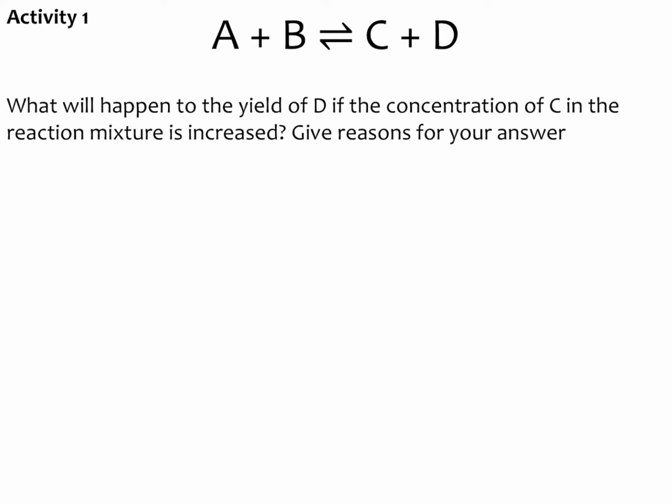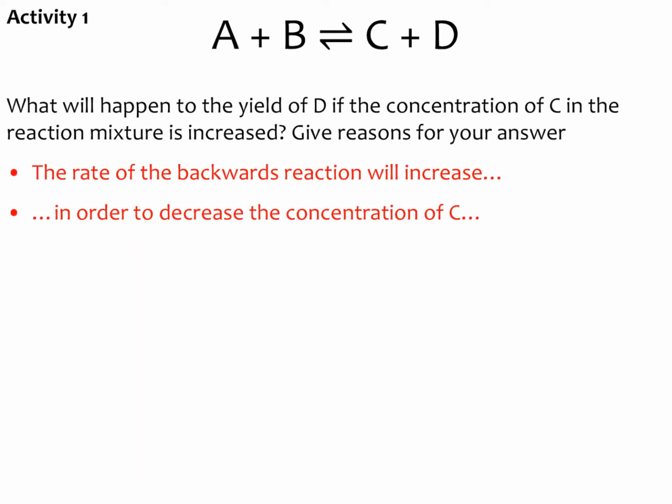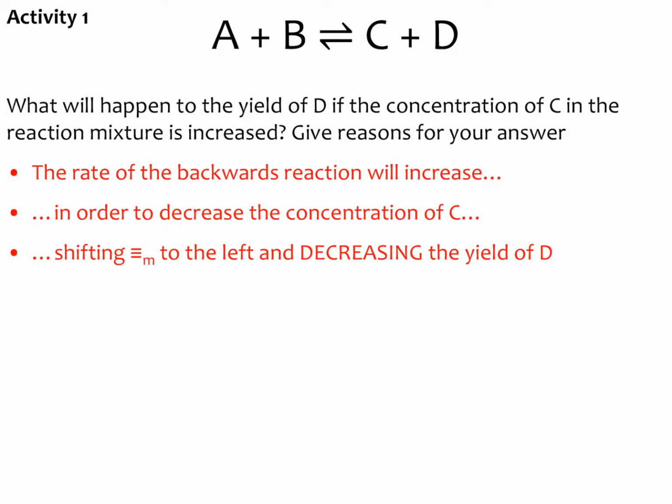So the answer to that first part is that the rate of the backwards reaction will increase, because that will decrease the concentration of C, it will use C, and therefore shift equilibrium to the left, decreasing the yield of D.